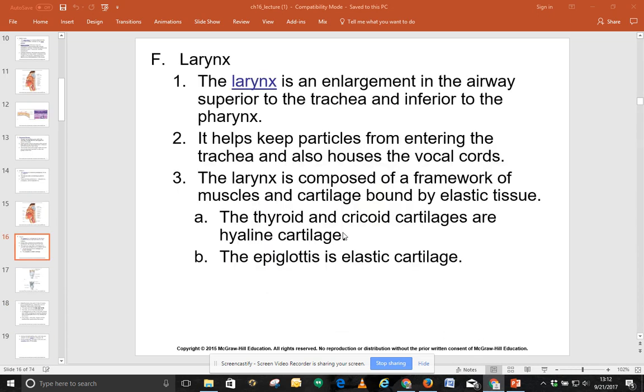The larynx is an enlargement in the airway superior to the trachea, but it's below the pharynx. It helps keep particles from entering the trachea, which could cause a lot of problems if we get food particles or any other particles into the lungs. This is the area, the larynx, that houses your vocal cords. The larynx is composed of the framework of muscles and cartilage bound by elastic tissue. And this is the thyroid and cricoid cartilages, or hyaline cartilages. And the epiglottis is elastic cartilage.